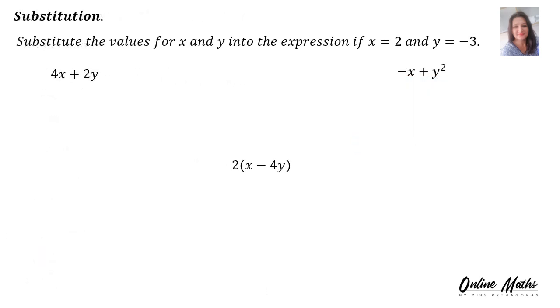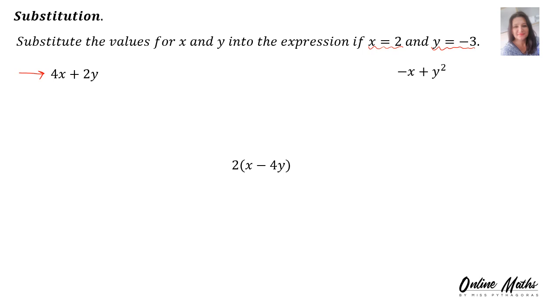Now the most important thing, when you substitute, you will use brackets. Now let me explain. The question says substitute the values for x and y into the expression, and then they give you values. X's value is 2 and y's value is -3. So when you go to the first sum, 4x plus 2y, this means we are going to take this expression, substitute x and y's values, and we will end with a numerical value for our expression.